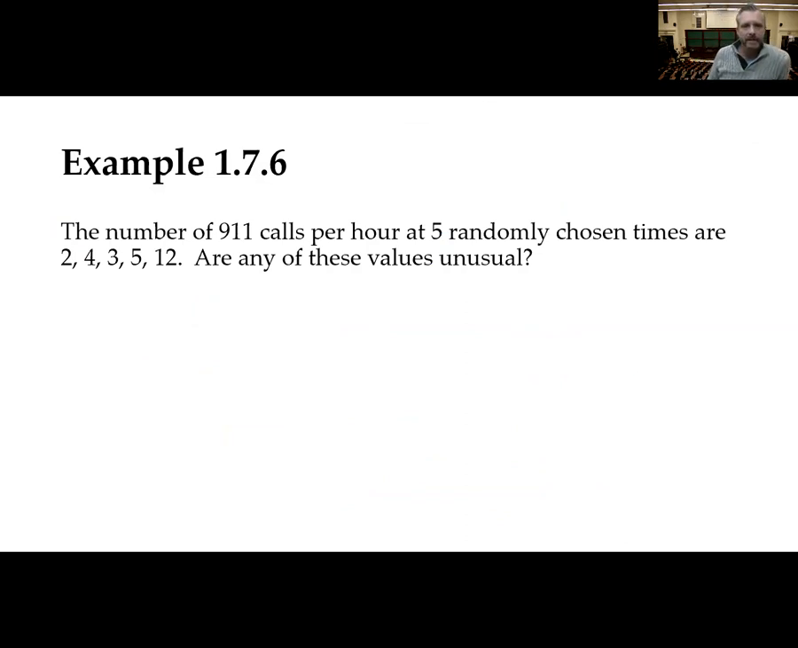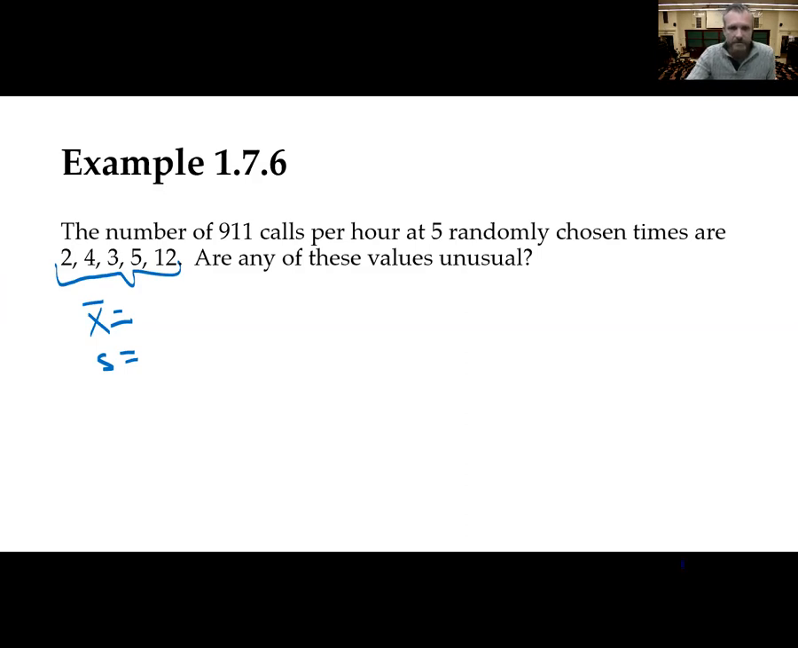Here's another one. The number of 911 calls per hour at 5 randomly chosen times are 2, 4, 3, 5, 12. Are any of these values unusual? Well, what we don't have here is a mean or standard deviation. We have to get it from this set of numbers. Now notice it's a sample, so x bar and s. To do that, let's head over to Excel.